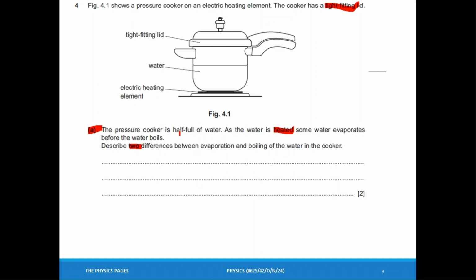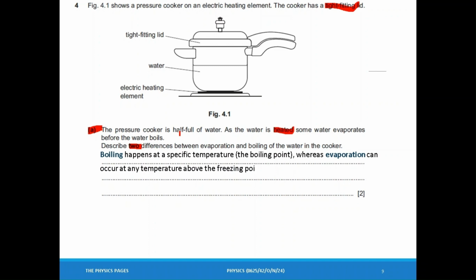We are aware that evaporation and boiling are both processes where a liquid turns into a gas, vaporization, but they differ in how they occur and the conditions required. Evaporation is a slow process that occurs at the surface of a liquid below its boiling point, while boiling is a rapid process that occurs throughout a liquid when it reaches its boiling point. We can summarize it as: boiling happens at a specific temperature, the boiling point, whereas evaporation can occur at any temperature above the freezing point. Boiling occurs throughout the liquid. Evaporation occurs at the liquid surface.